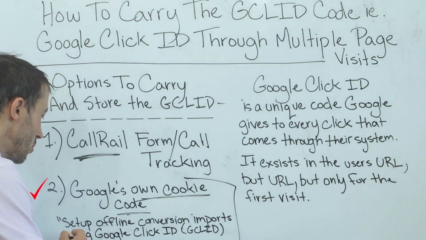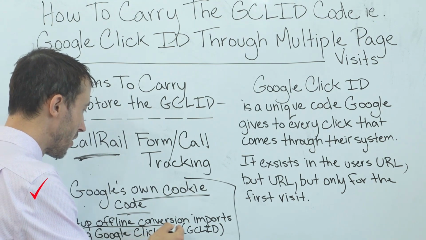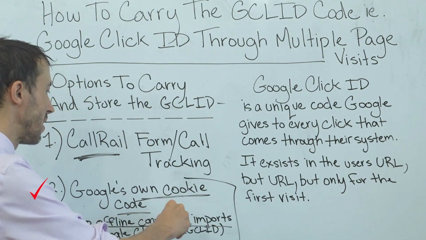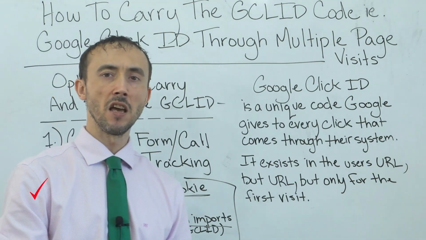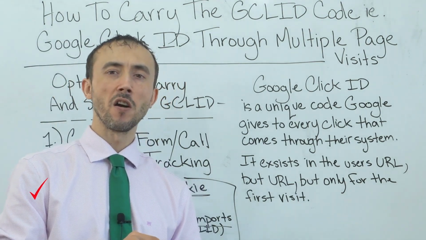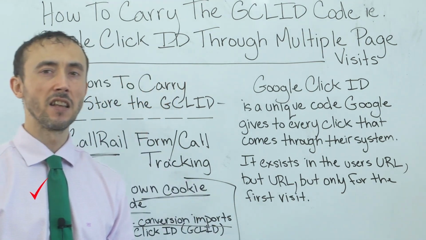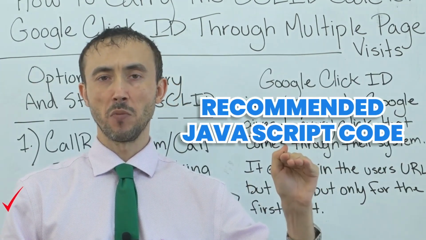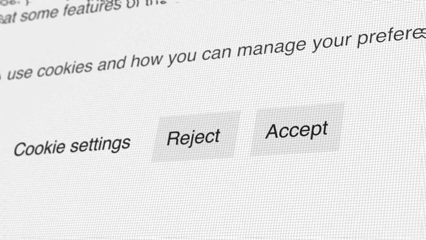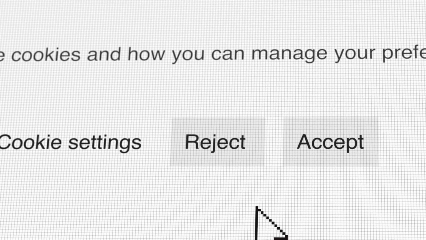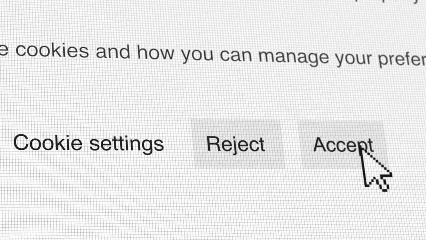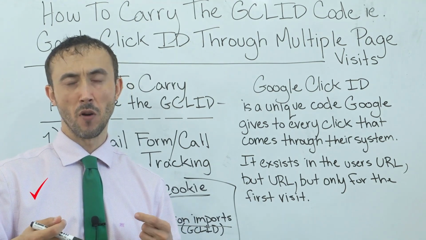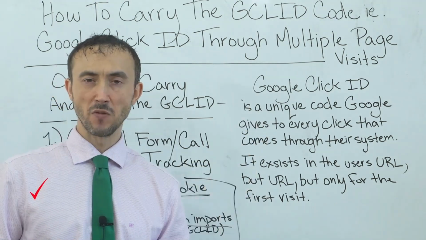If you Google this literal line here that I have on my whiteboard, "set up online conversion imports using Google Click ID (GCLID)", you will find the article, when you Google that exact line there, that has the exact recommended JavaScript code for you to put on your site to drop a cookie on the user's browser to store the Google Click ID on the user's browser, so that you still have it if they fill out the form on a second, third, fourth page visit on your website.